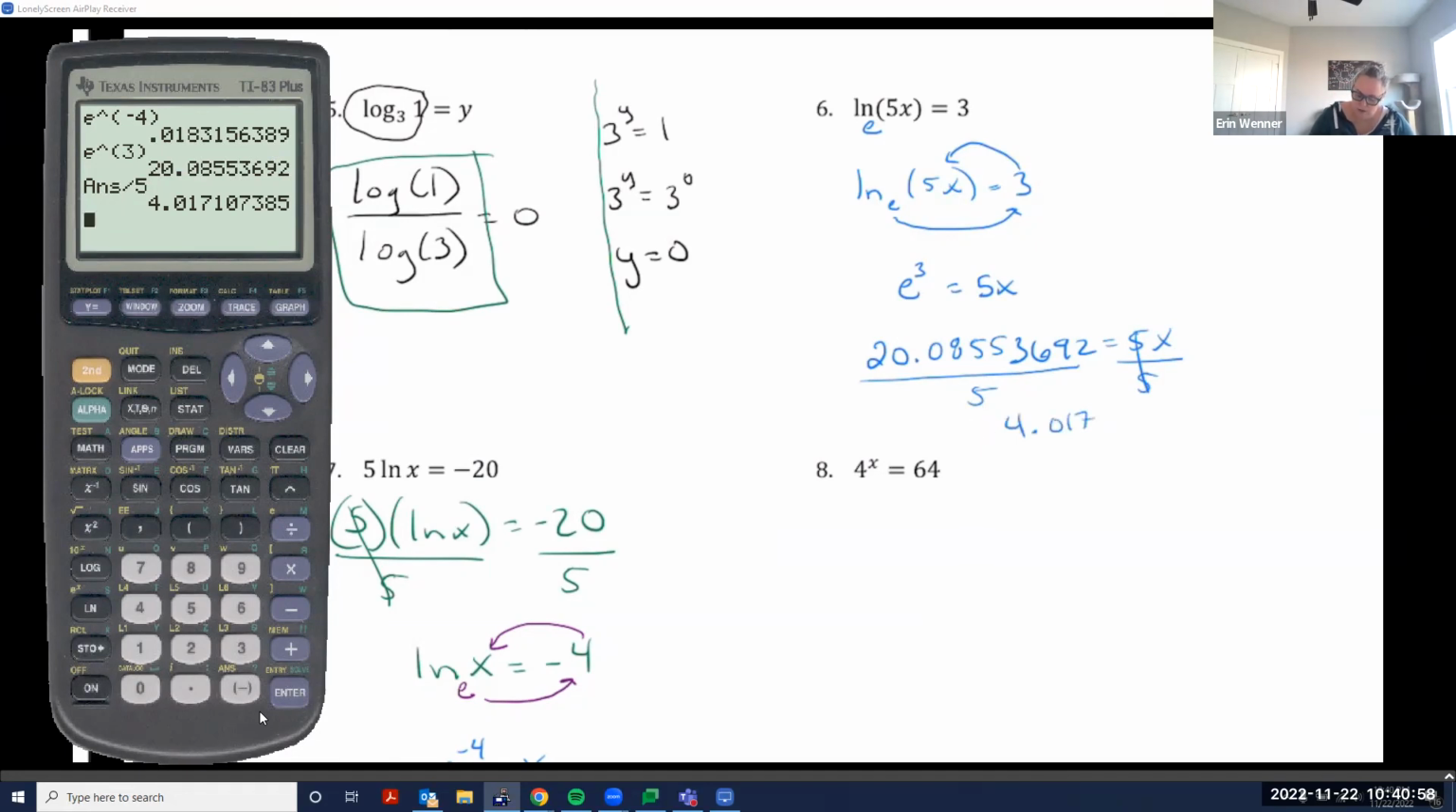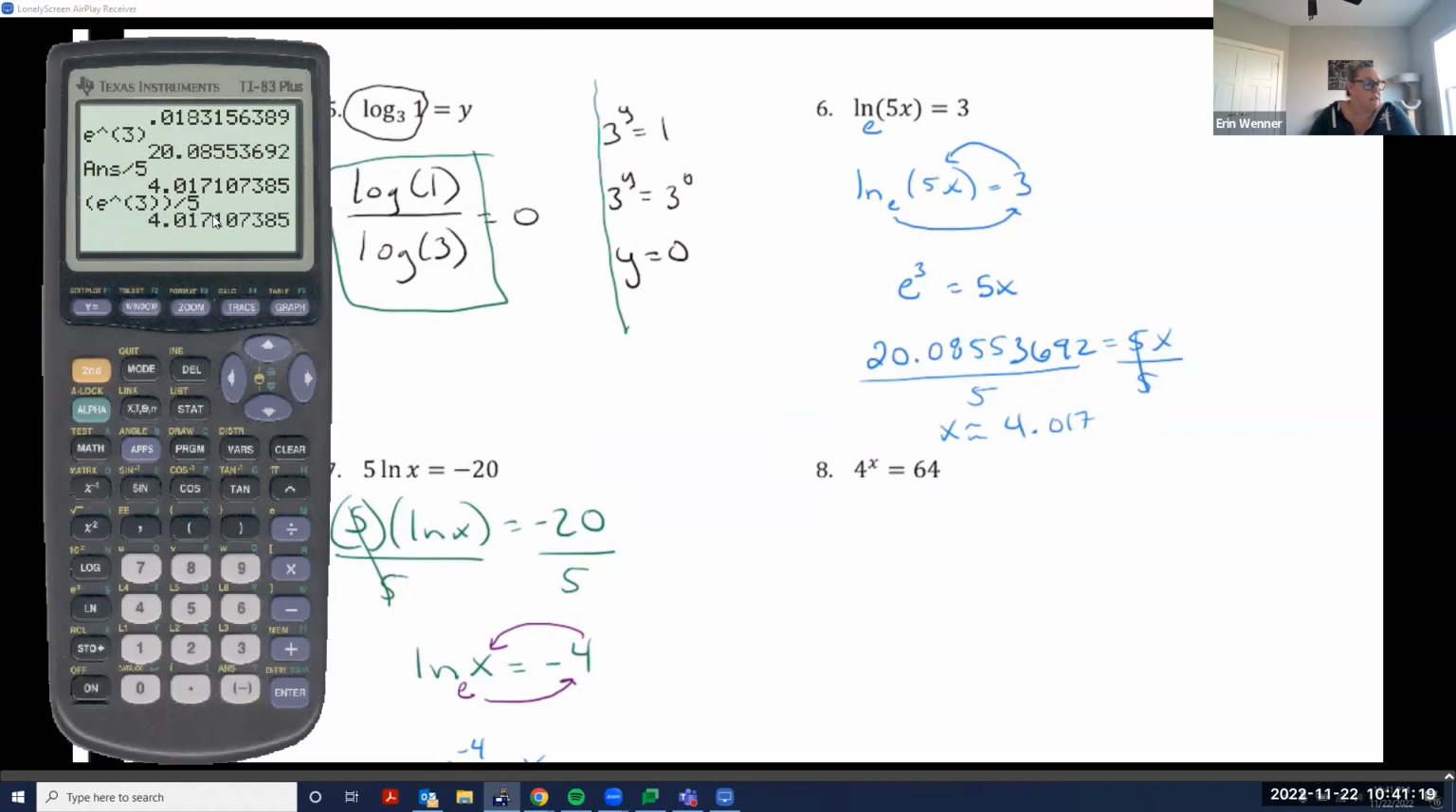If you wanted to do this all at once, you could do, in parentheses, second e to the third, end parenthesis, divided by 5. That's telling the calculator to do e to the third power, then divide it by 5. And that's still going to give us the same answer.